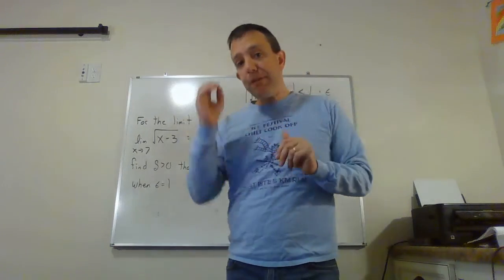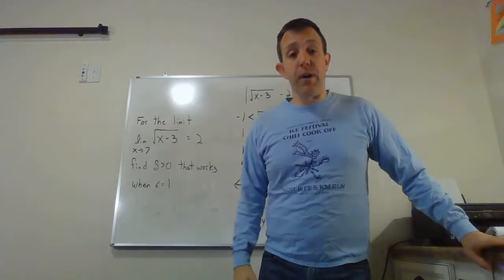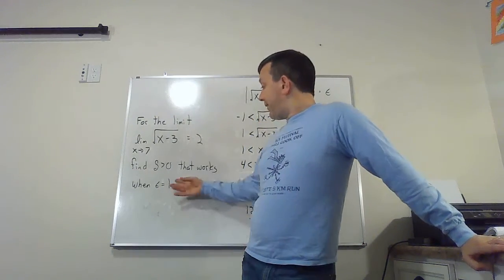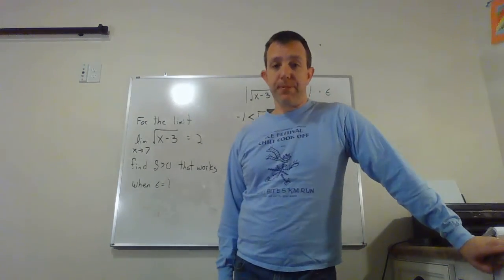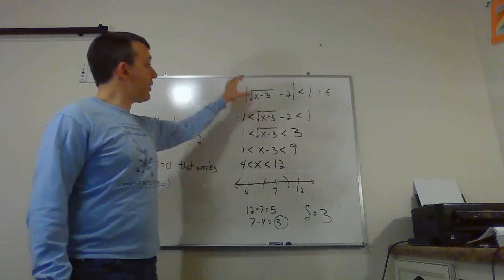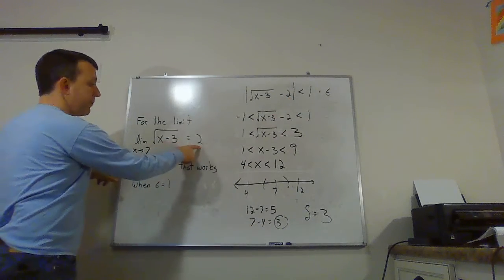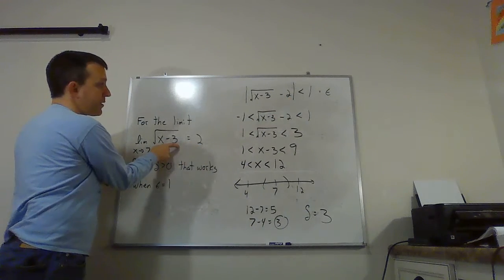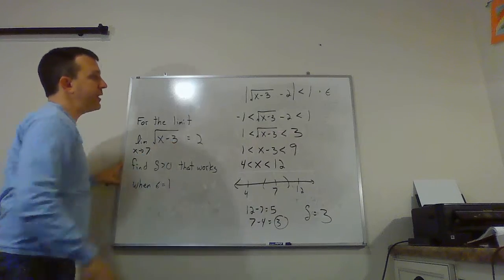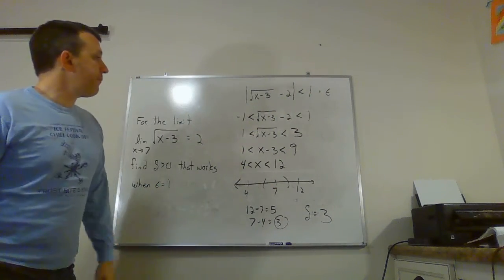Remember, we have these two different kinds. We have the generic case, when epsilon is just some unknown arbitrarily small number, and we have the case where we have a number for epsilon. So in this case, we have a number, we have 1. Again, I want to start with that distance between my function and the limit. In this case, my function is the square root of x minus 3, and so I set it less than 1 because that was my epsilon.